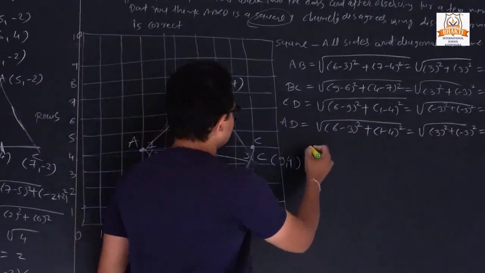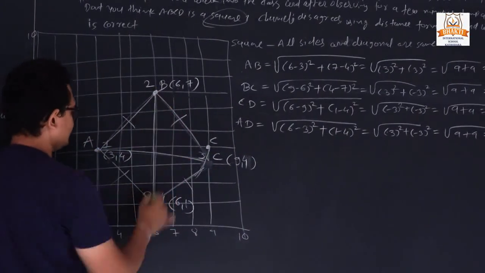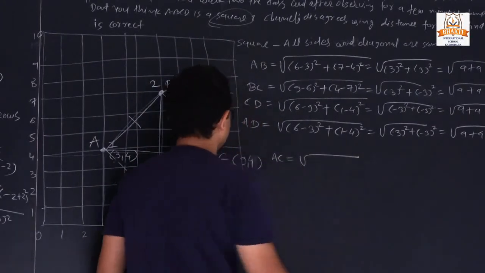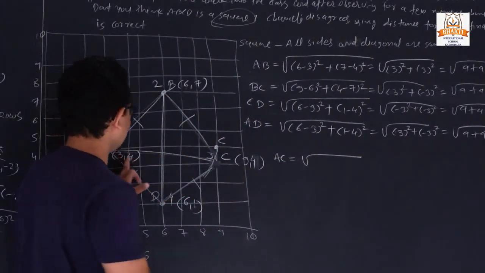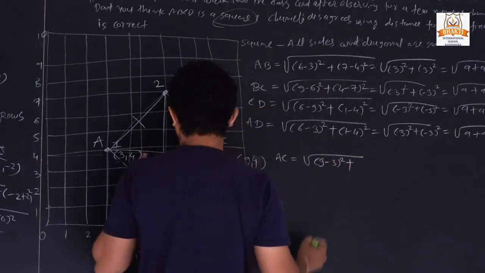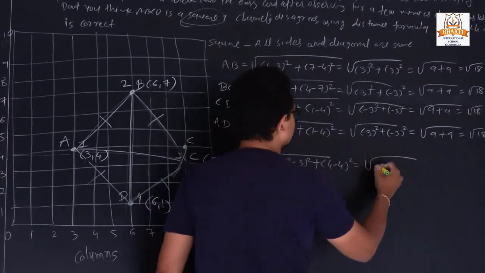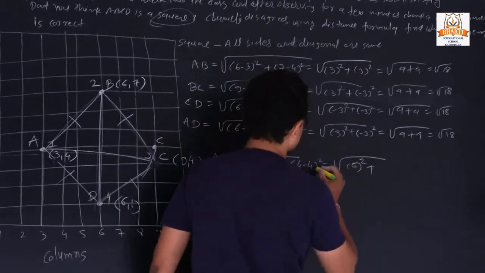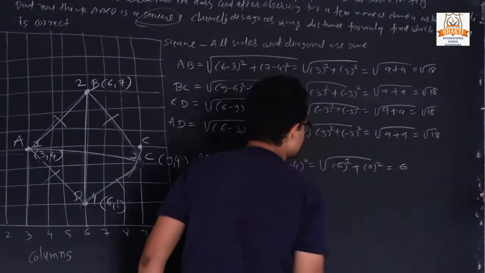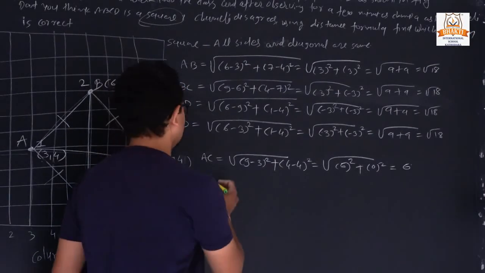Now we can check the diagonals also. So we have two diagonals, AC and second is BD. So first of all we can find AC. (9 minus 3) whole square, (4 minus 4) whole square. So 9 minus 3 is 6 whole square plus 4 minus 4 is 0 whole square. So answer it is only 6 because square root of 36. So it is only 6.